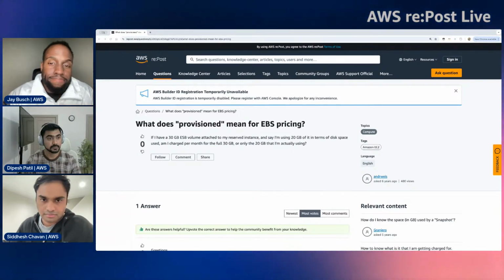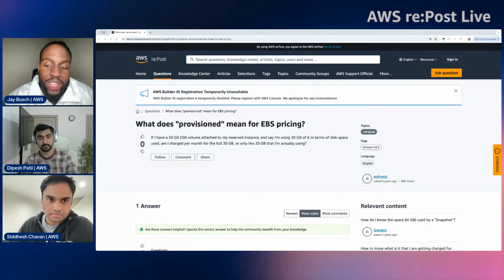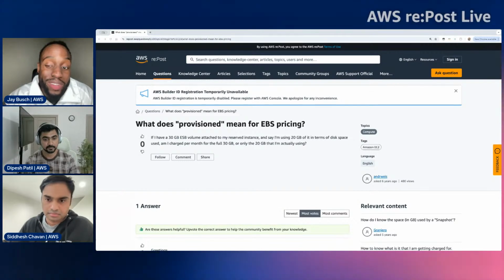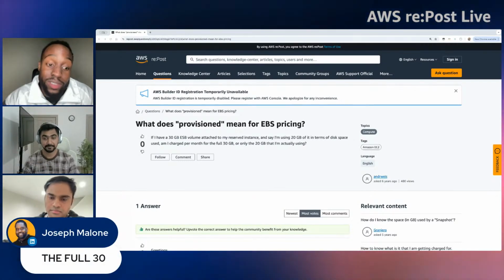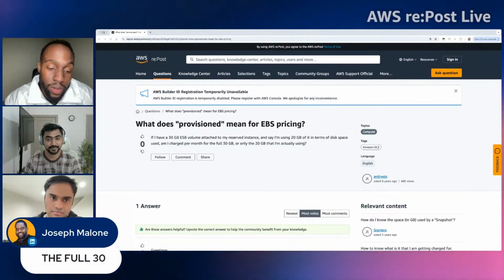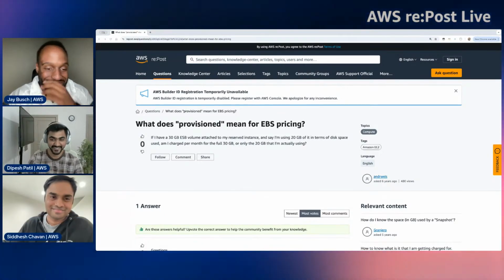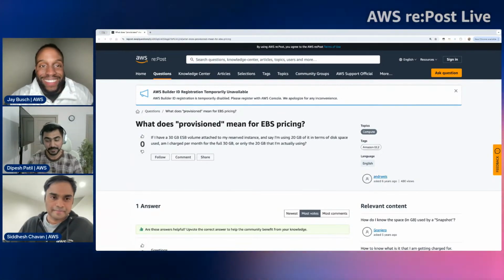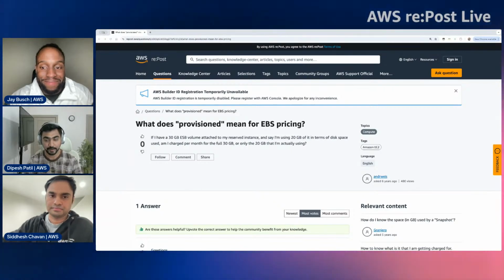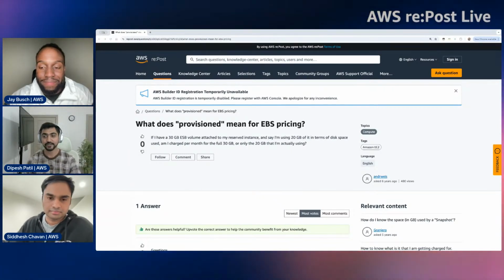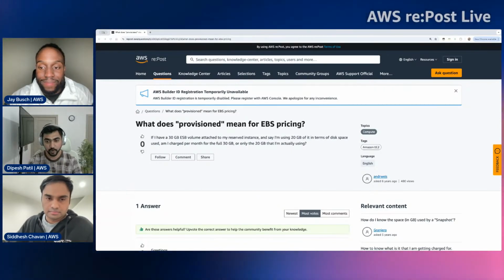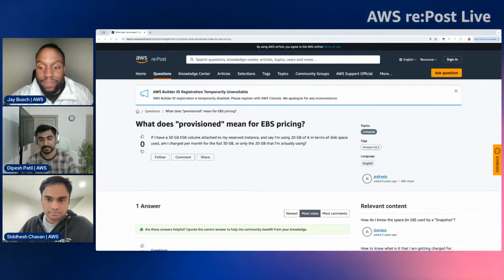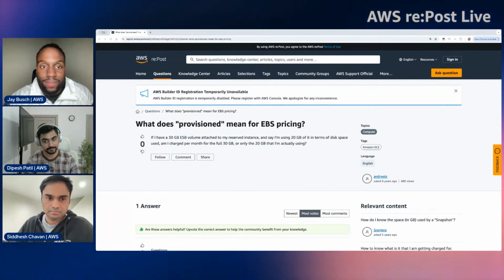So it looks like Joseph Malone was also right on it. The full 30, in all caps, Joseph. You would be correct. I'll send you a prize. That is accurate. So to answer the question about the size for which it will be charged, it will be 30 GB irrespective of the 20 GB data that it has on it.